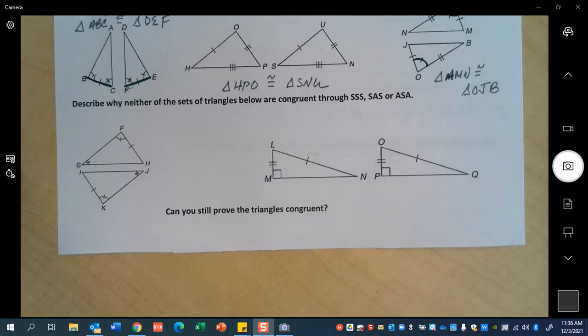I have here two angles and a side, but that side's not included. I have here two sides and an angle, but this angle's not included. So I cannot use side, angle, side, I cannot use angle, side, angle, and I cannot use side, side, side. But I'm telling you right now, these triangles can still be proven congruent. Talk to your group mates and see if you can figure out how.